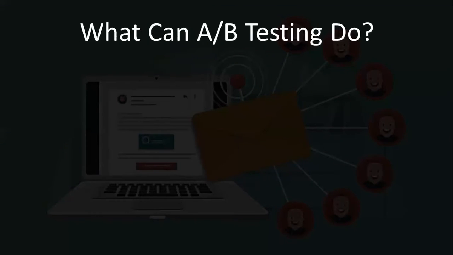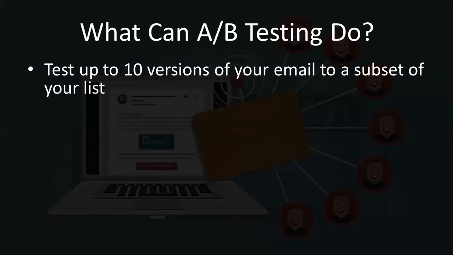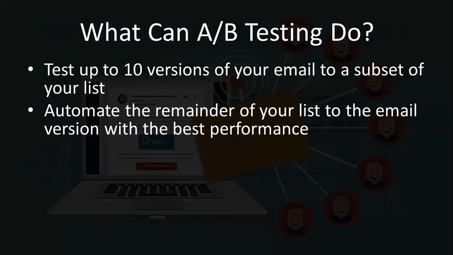Now, what can A/B testing of your email do for you? In systems like we're going to show you in just a moment, you can do up to 10 different versions of an email. So you can choose a subset of your contact list that you're going to send these 10 different versions to. The great thing is that over time, it's going to evaluate the performance you want to measure, and then you'll be able to automate the remainder of the list to go to whatever version of the email was the most successful, had the best performance.